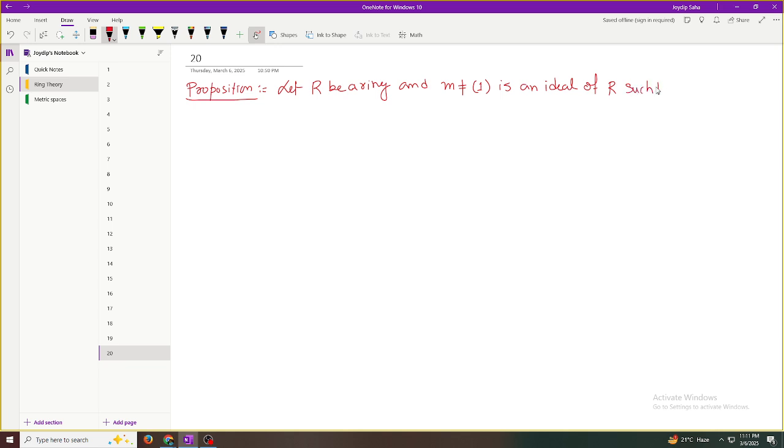Such that every x in R minus M is a unit in R, then R is a local ring and M is its maximal ideal. Proof is very simple.